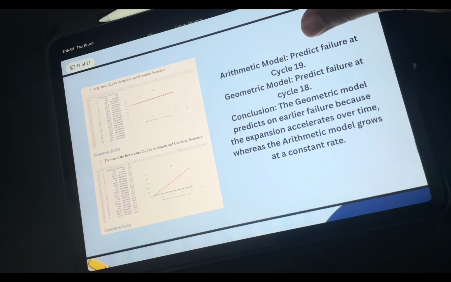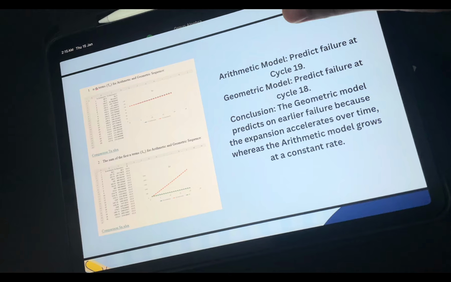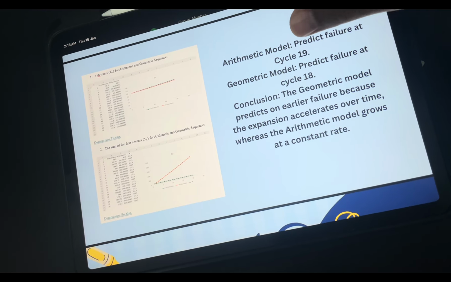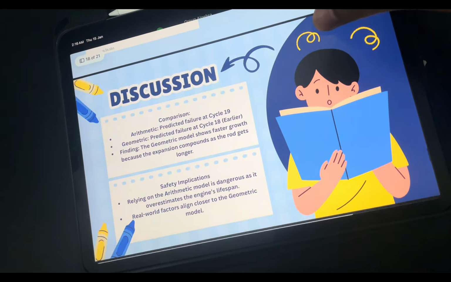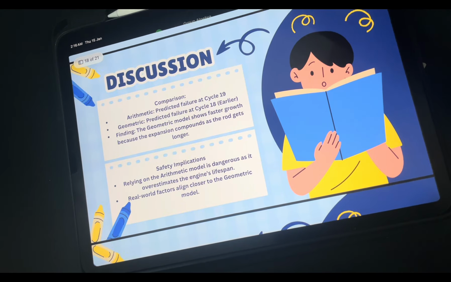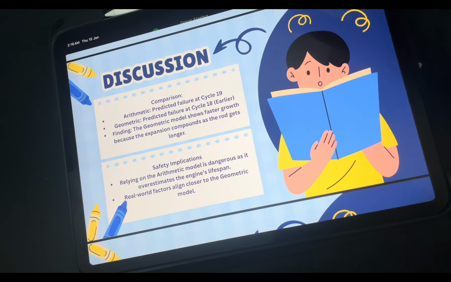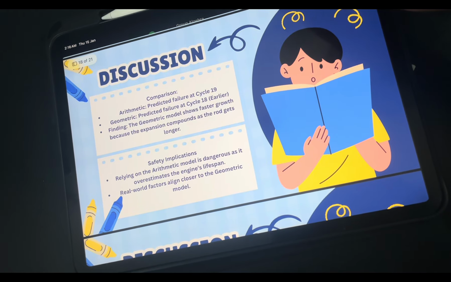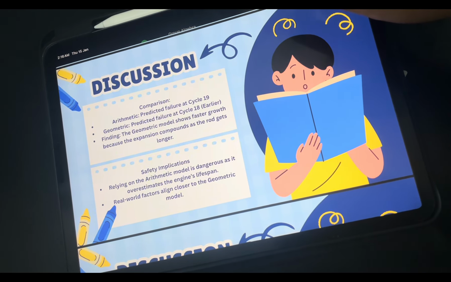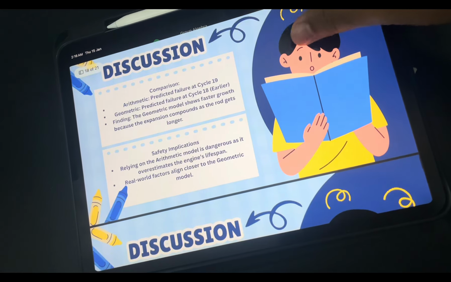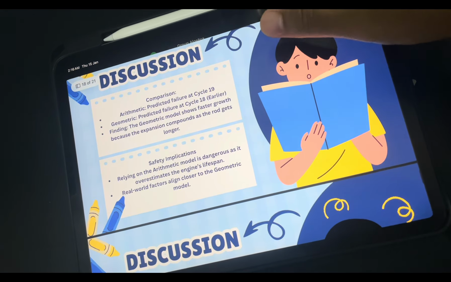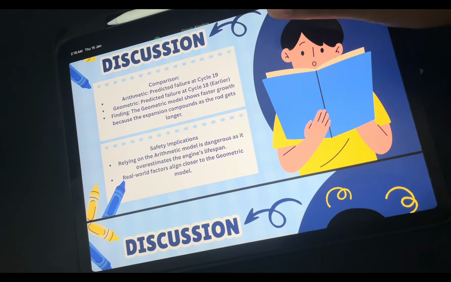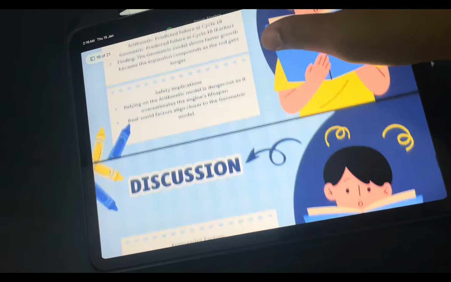For the conclusion, the geometric model predicts an earlier failure because the expansion accelerates over time, whereas the arithmetic model grows at a constant rate. For the discussion comparison, arithmetic predicts failure at cycle 19 and geometric predicts failure at cycle 18, which is earlier. The finding is that the geometric model shows faster growth because the expansion compounds as the route gets longer. Safety implication: relying on the arithmetic model is dangerous as it overestimates the engine lifespan. Real-world factors align closer to the geometric model.